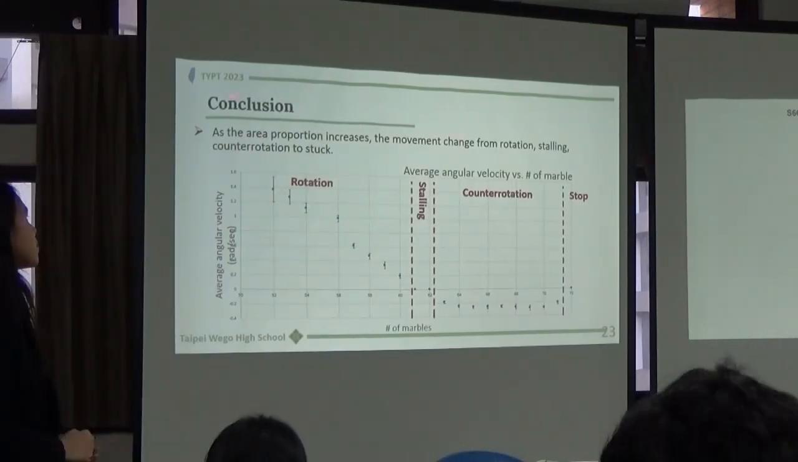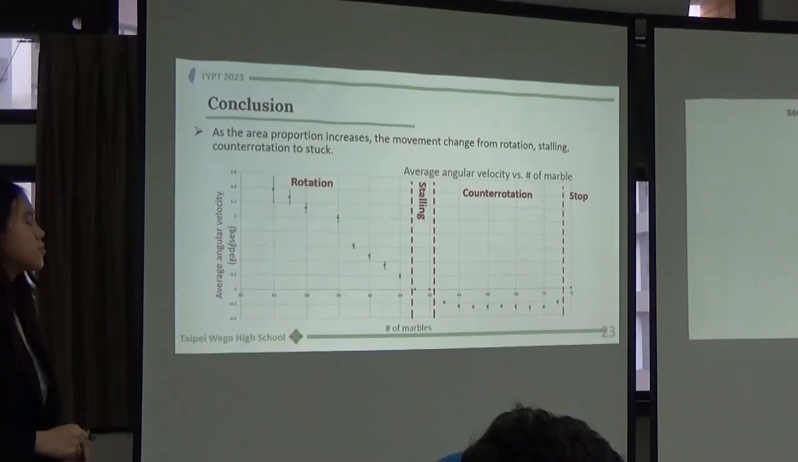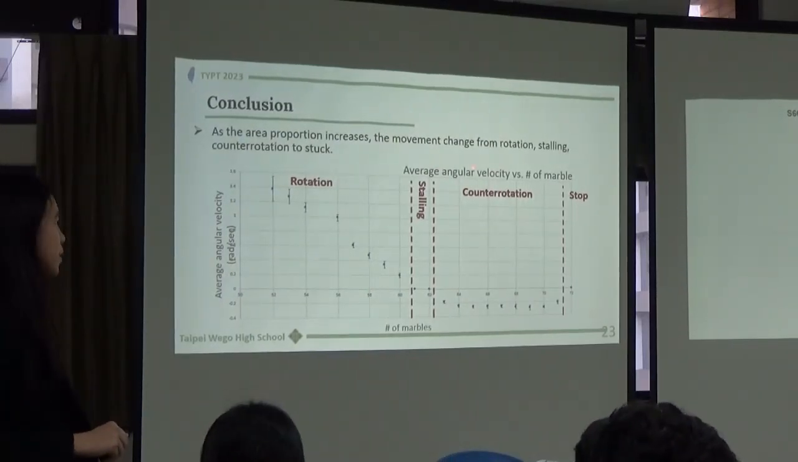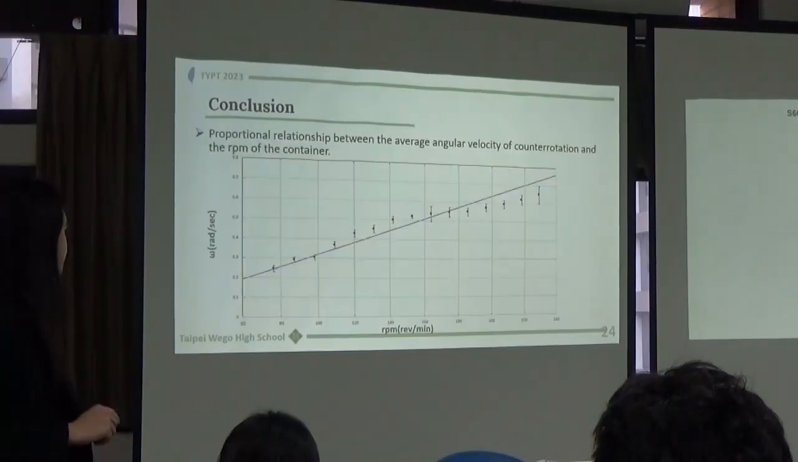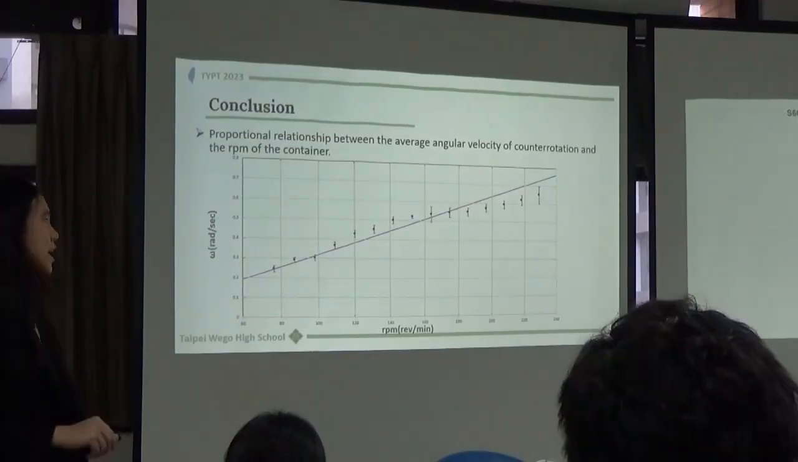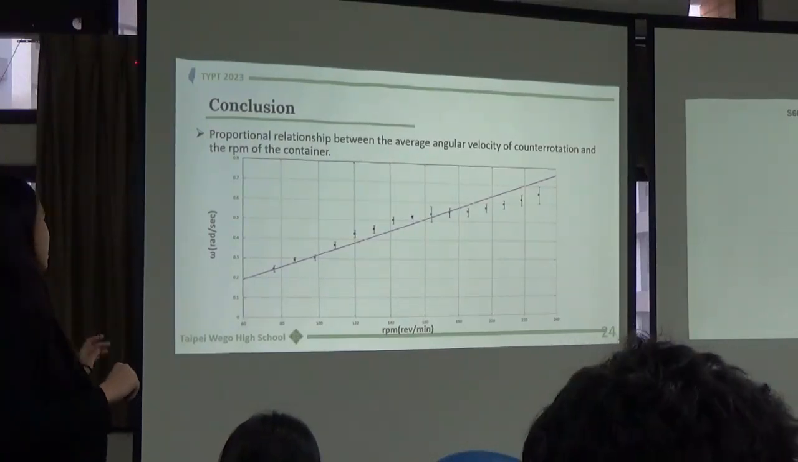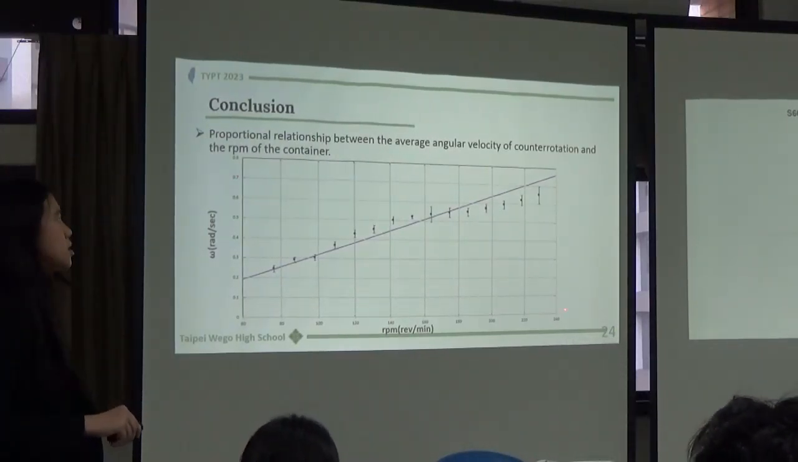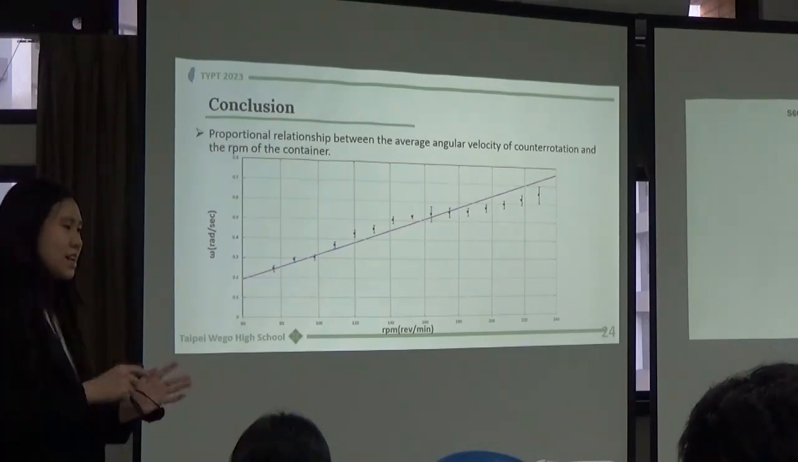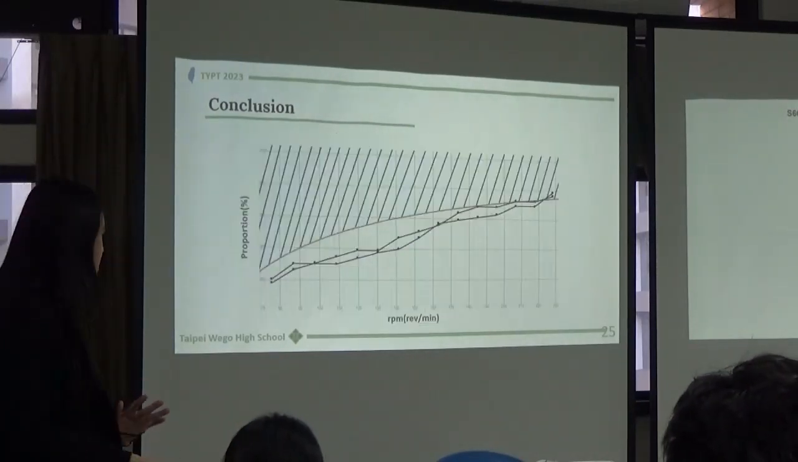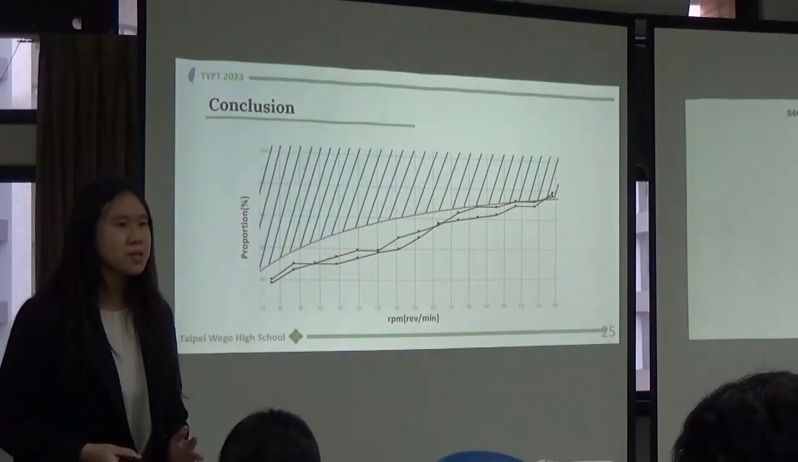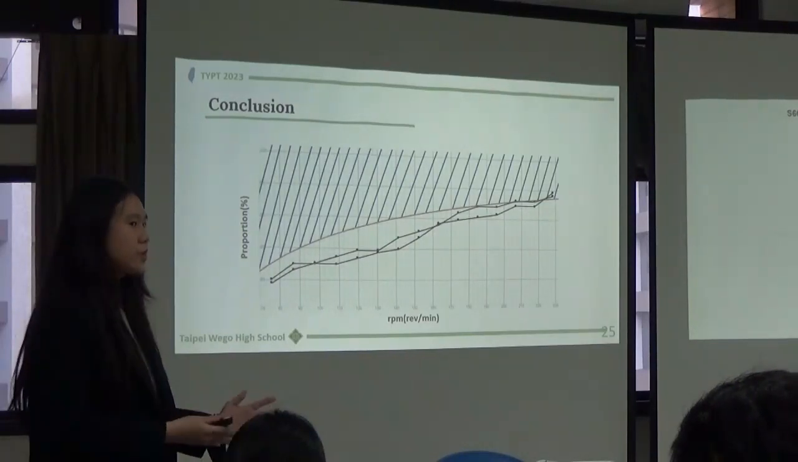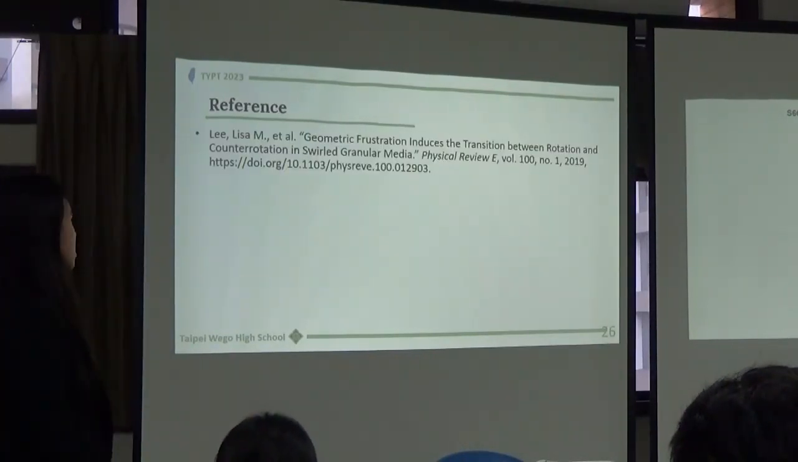So first, as area proportion increases, the movement changes from rotation, then enters a brief stalling period, then we will enter counter-rotation, in which the constant mostly remains the same. Lastly, we will enter a stop motion once again. And there exists a directly proportional relationship between the average angular velocity in counter-rotation movement and the RPM of the container. And lastly, our experiment results successfully prove the boundary condition we set initially, henceforth proving our theoretical model to be right. And that will be it for my presentation.